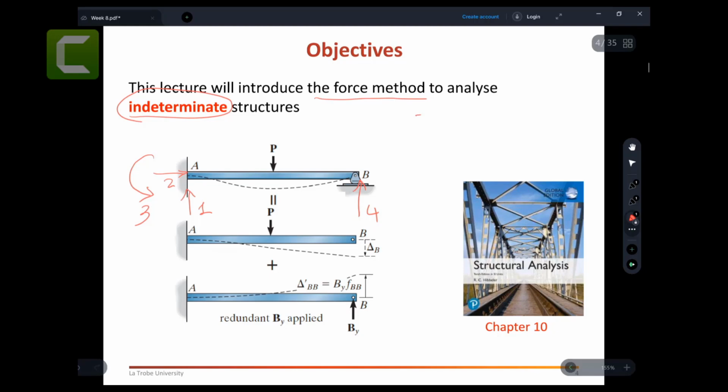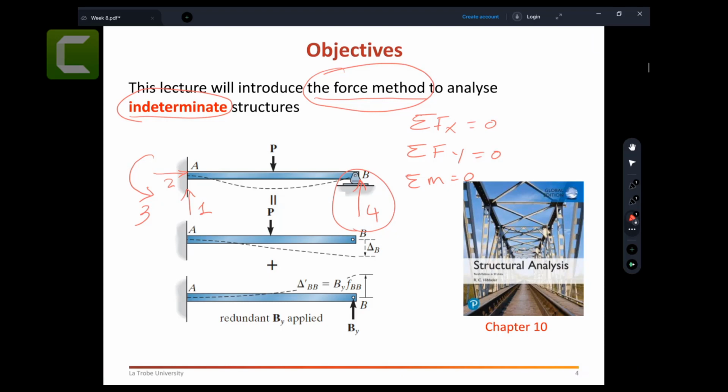You have four reaction forces with unknown values, and you have three equilibrium equations. Sum of the forces in the x direction equal to 0. Sum of the forces in the y direction equal to 0. Sum of the moments equal to 0. Now you have three equilibrium equations and four unknowns, so we can't use our conventional equilibrium equation methods to solve those unknowns. So now we are going to introduce these force methods to find this extra fourth quantity. How do we do it? This is the method.